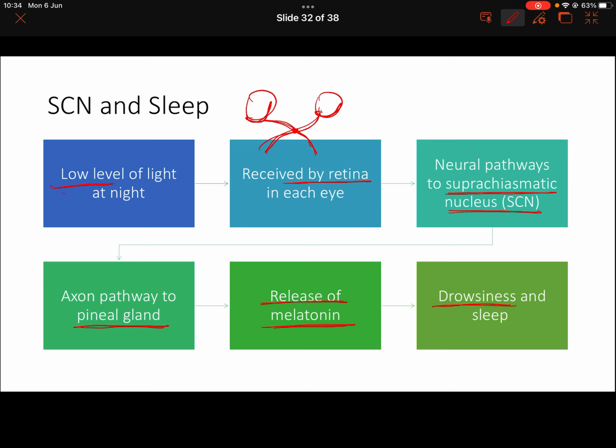When there are high levels of light during the day, this information is received by each retina. There are neural pathways which take this light information to the suprachiasmatic nucleus, which will then forward this to the pineal gland. And when there's high levels of light, then we're going to suppress levels of melatonin, and this is going to reduce drowsiness and promote wakefulness instead. So this is how the SCN regulates our sleep-wake cycle.